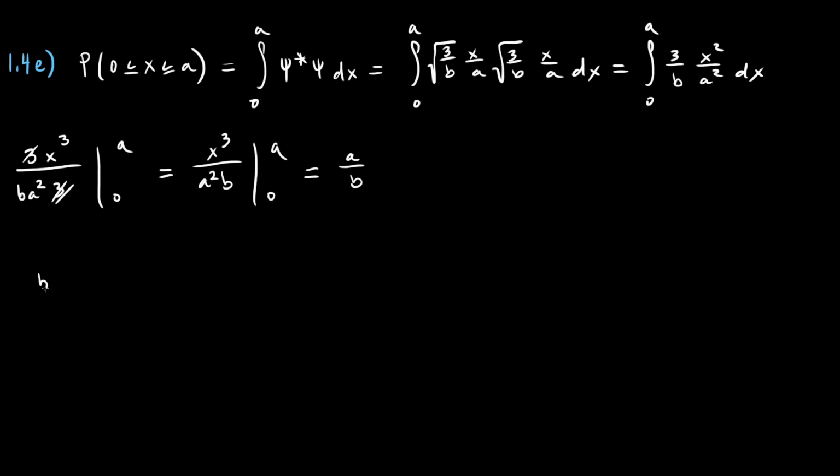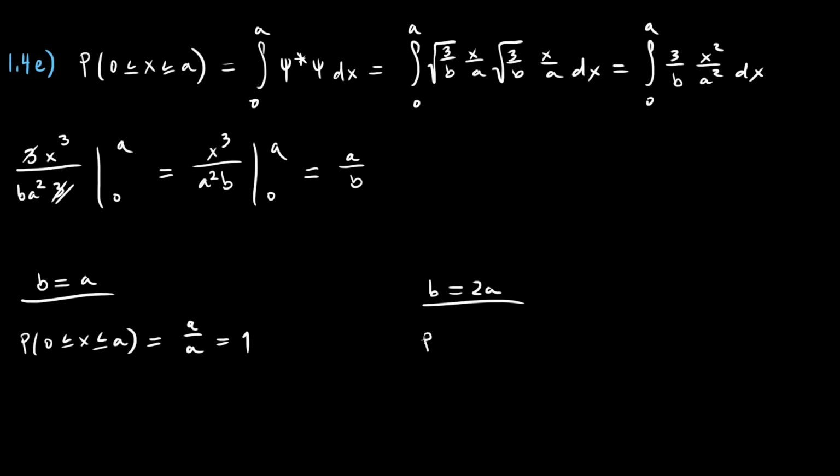So in the case where b is equal to a, the probability is equal to just a over a, which is 1. And in the case where b is equal to 2a, the probability of finding the particle to the left of a is a over 2a, and these a's cancel, so it's just 1/2.